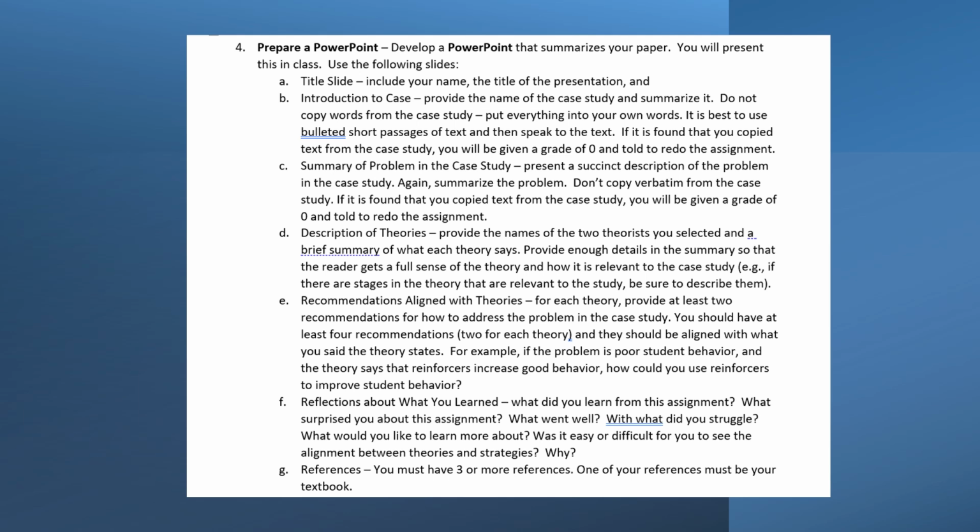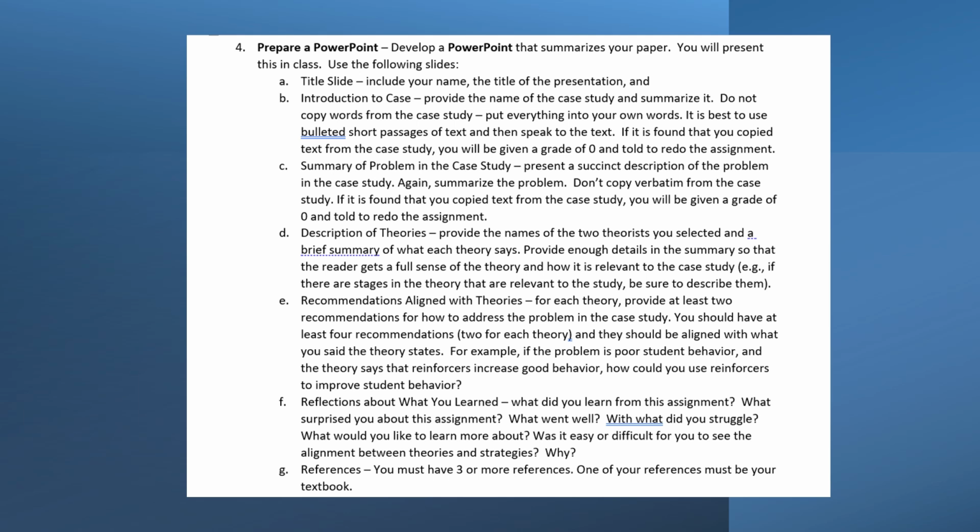The next few slides should be a description of the two theories you have chosen. So for example, if you've chosen Piaget's theory of cognitive development, you're going to give a summary of the key features of this theory. Again, don't copy and paste from the textbook. Put things into your own words.